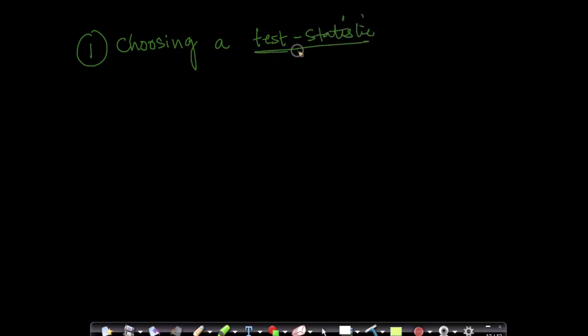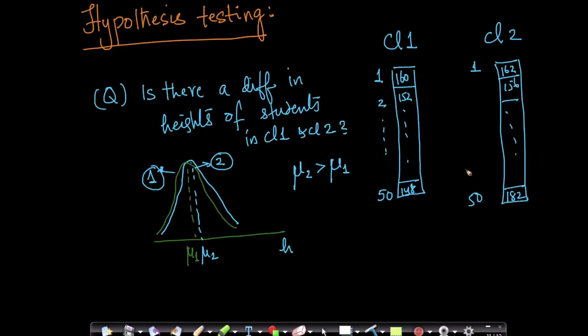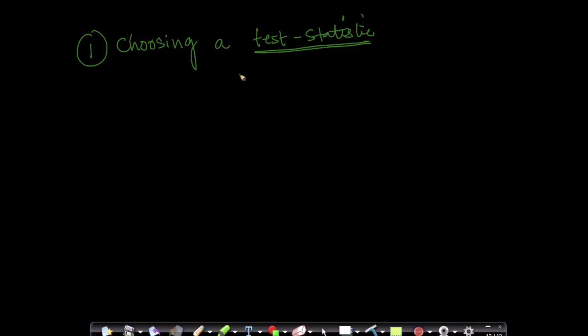The first step is called choosing a test statistic. What does a test statistic mean here? Come up with one number that you will use to say that students of class 2 are taller than students of class 1. Of course, the obvious test statistic in this case could be the difference in mean height of students in class 2 and mean height of students in class 1.